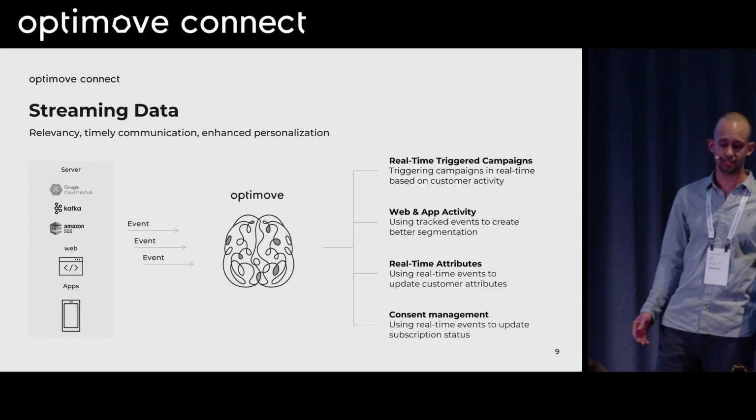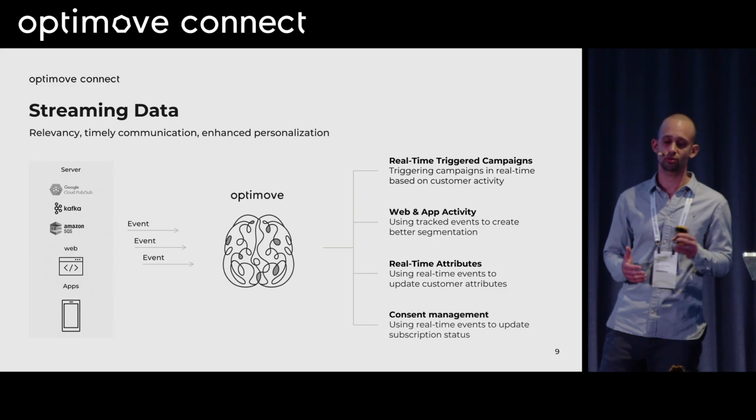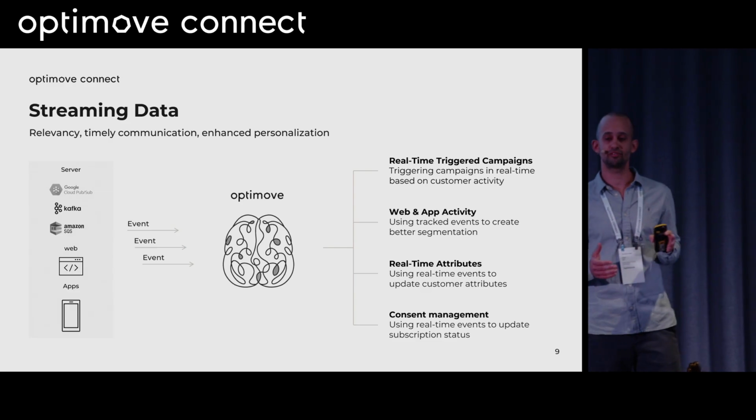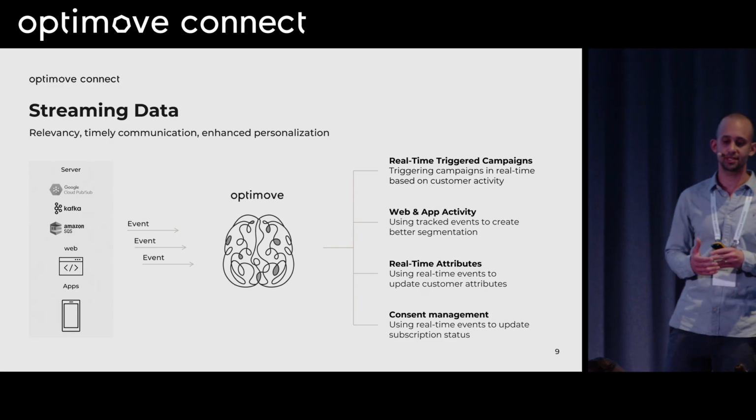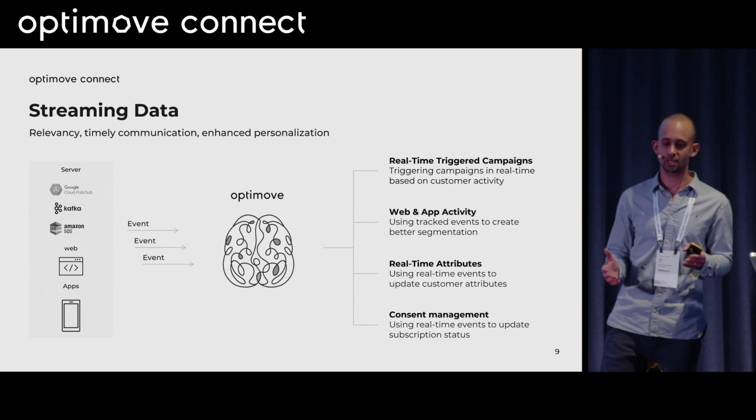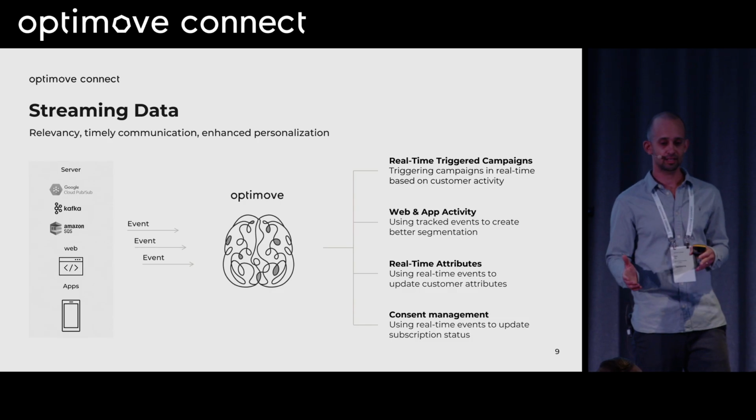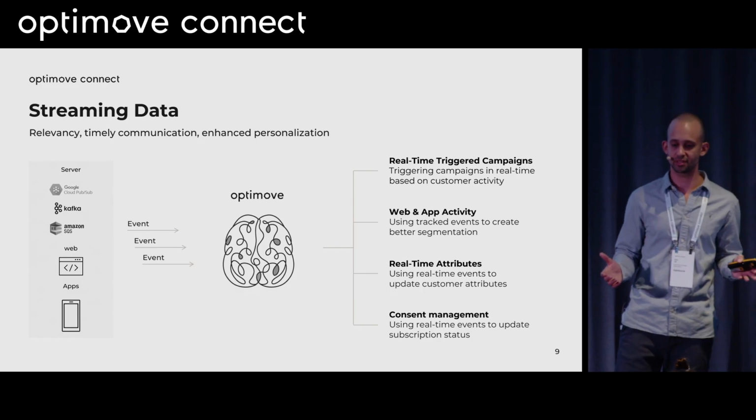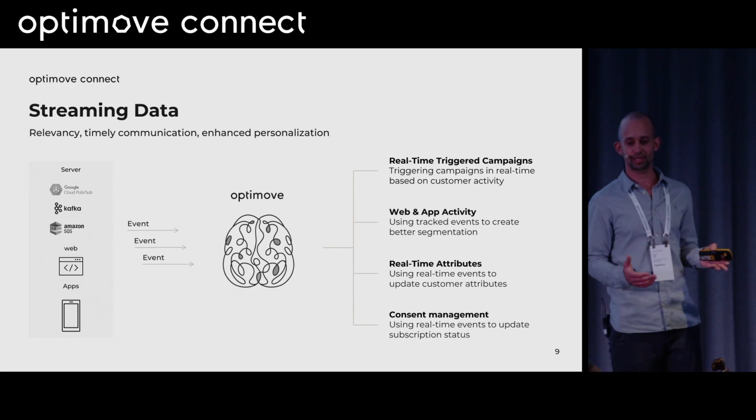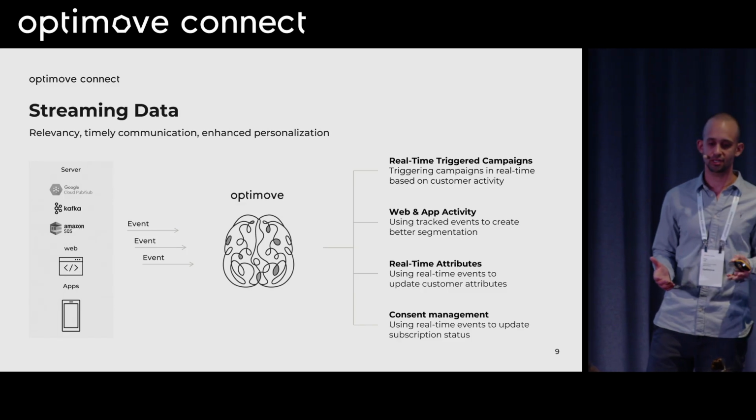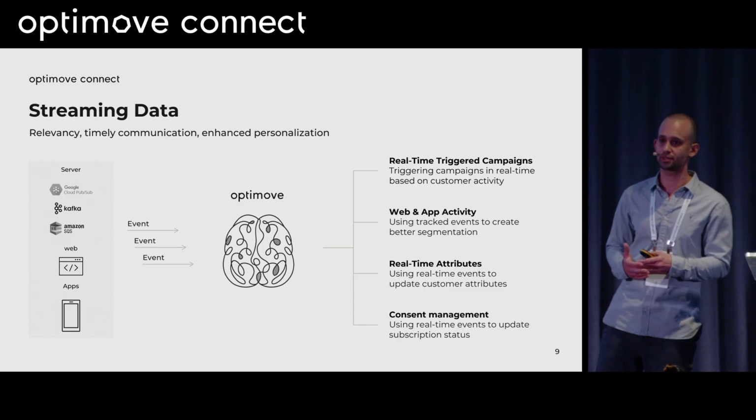Finally, streaming data is also something that plays a key role for consent management. By processing real-time events, subscription statuses can be updated instantly, helping us to stay relevant and compliant and responsive to customers' preferences. At a high level, streaming data is all about staying relevant in the moment. It enables timely communication, enhanced personalization, and ensures you're always leveraging the most current customer data.